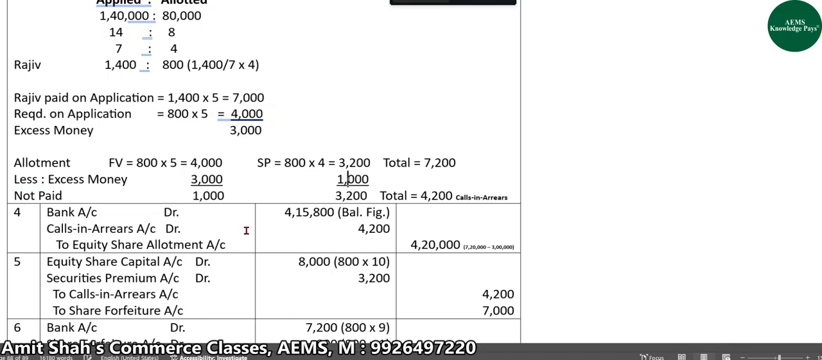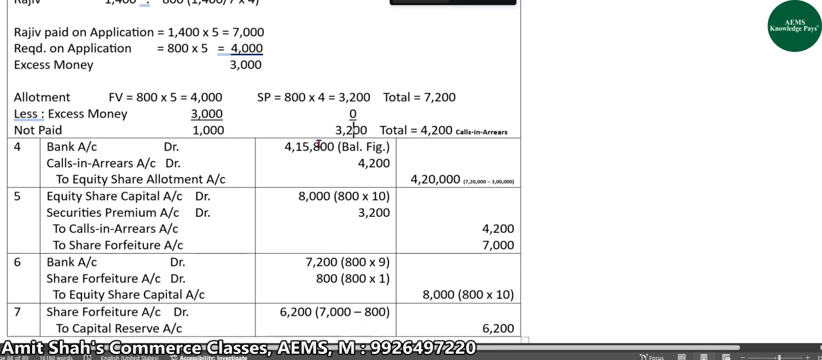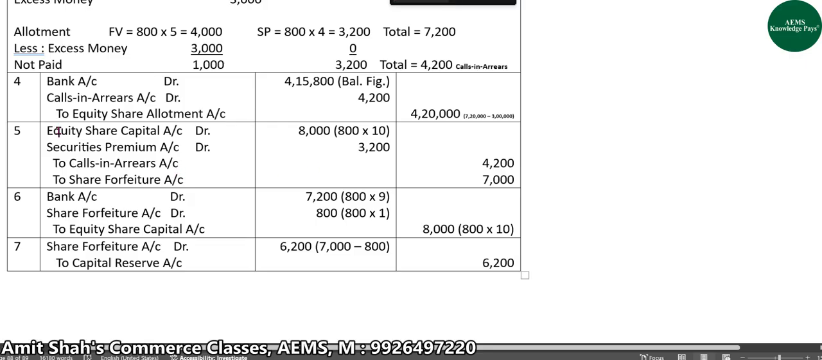And sir, if it's given like 5 rupees on application and 3 rupees on allotment and 2 rupees on first and final call, but we're forfeiting a shareholder's shares after allotment, then you would take only 8 rupees, correct, while forfeiting equity share? Correct. Application is rupees 5, allotment is rupees 3, first call is rupees 2. But after allotment only you are forfeiting his shares, and here you will take 800 into 8. That is 5 plus 3. You will not take the call which you have not made yet. Yes, sir. Right?